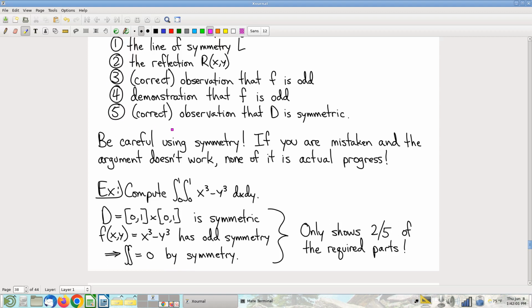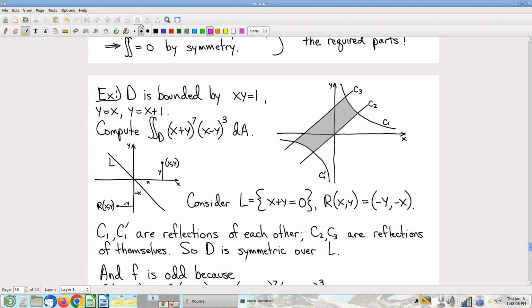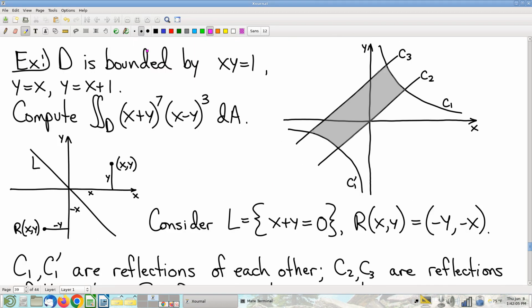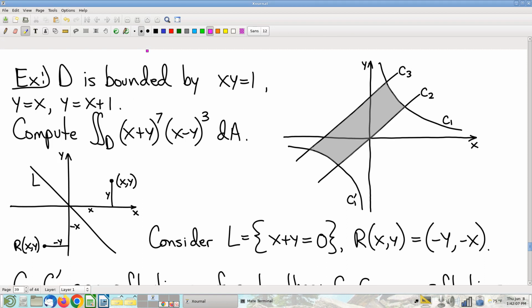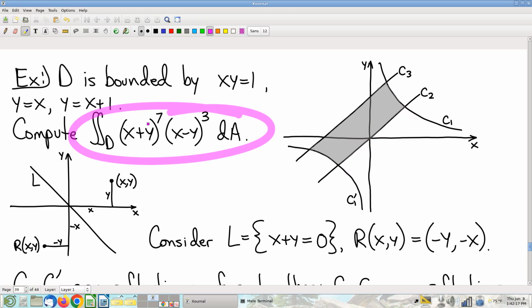Okay. Here's another example. I've got some curves here. Here's what our picture looks like. You want to compute this integral. Pretty unappealing looking integral: high powers, weird curves, corners everywhere. Pretty unappealing looking task.